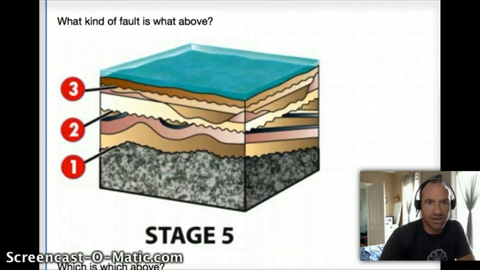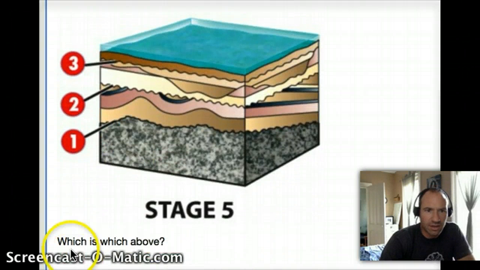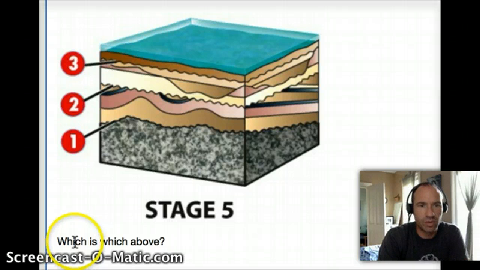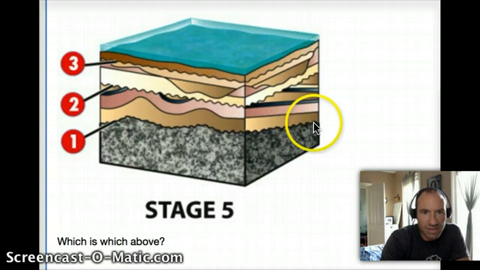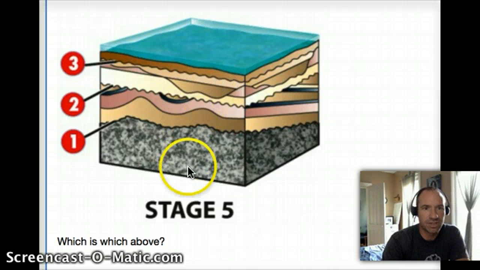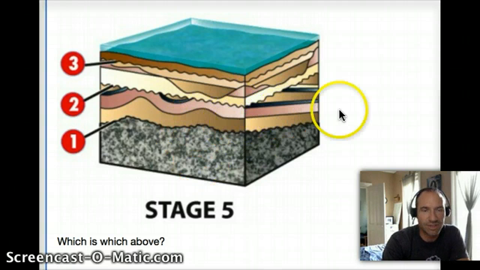Let's go down here. I'm not really sure I understand your question, which is which above. Basically, there's a lot that's going on here. These squiggly lines here, here, and here represent erosional surfaces. So these are unconformities. Essentially, we've got a bunch of deposition that occurred, and then we had some erosion, and then we had some tilting, as shown by the fact that these layers aren't horizontal anymore.